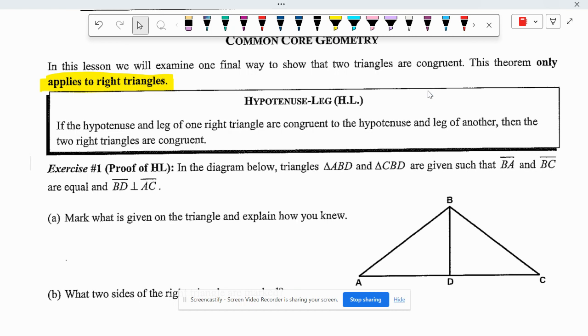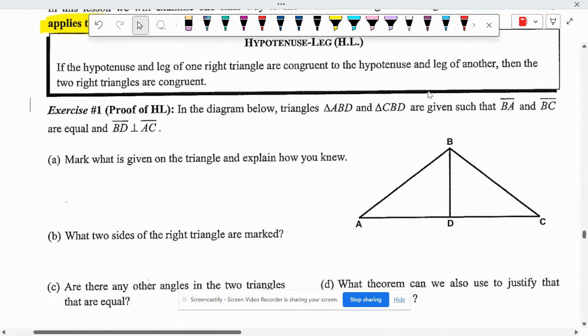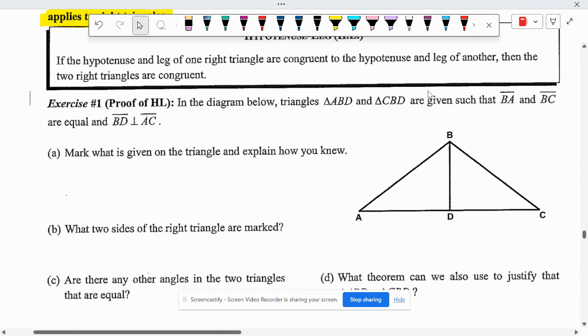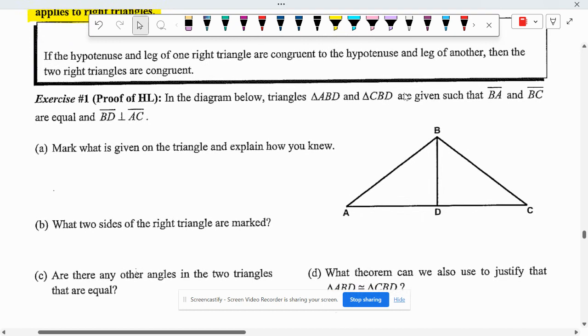Well, why does that work? Here's the way you need to think about it. If there are two right triangles, what do we know about the angles? They both have 90-degree angles, which means that they have a pair of congruent angles. So really it's some form of angle-side-angle or angle-side-side. It's not too far-fetched to figure out why it works. So we're going to look at the proof because it's a theorem, and technically if we want to use a theorem, we have to prove it.